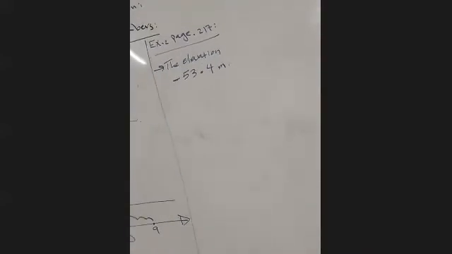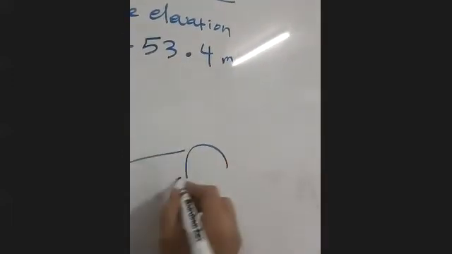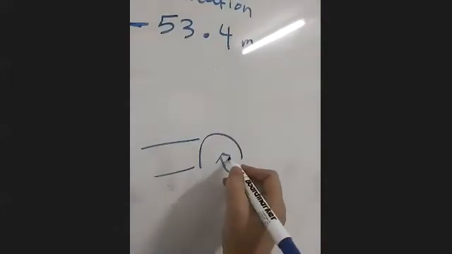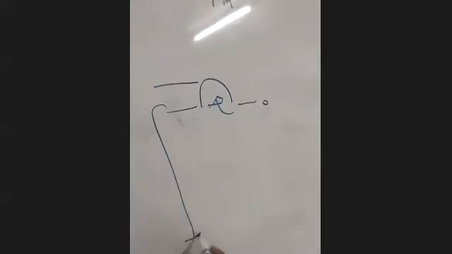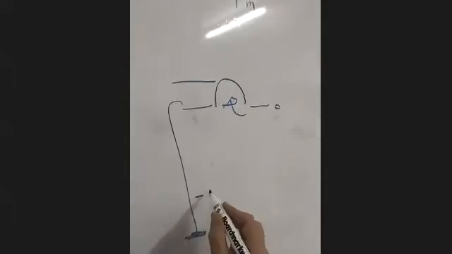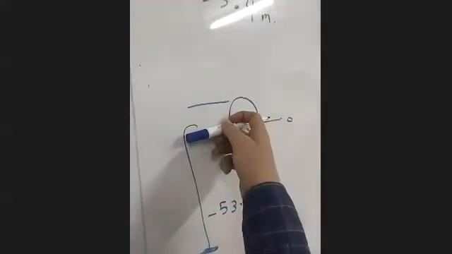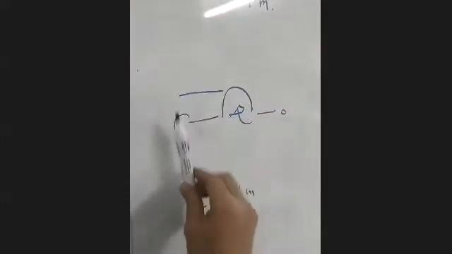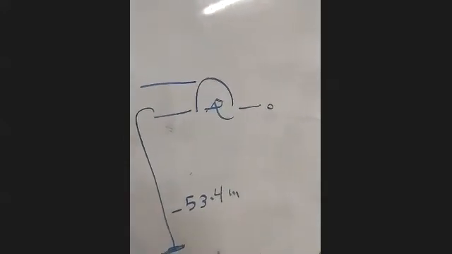Continue. If the cave entrance has an elevation of 0 meters, evaluate... So we have a cave here, and this is the entrance. The door of it is at 0. And down here, the lowest point is negative 53.4 meters. So the cave entrance is the 0 level, and we are down at the lowest point. How much? The distance of it is 53.4. Continue.